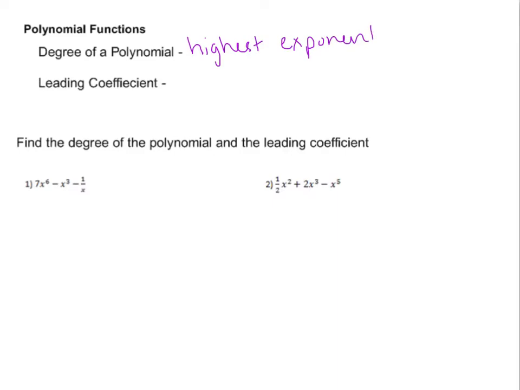Now if there's more than one exponent, so for example if you have an a squared b to the third, this degree would be 5 because we would take the 2 plus the 3 to get 5. If we just had an x to the sixth, that degree would be 6. So it's whatever the highest exponent is. That's your degree of the polynomial.